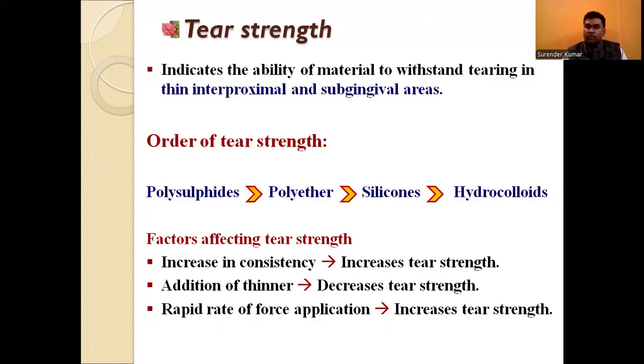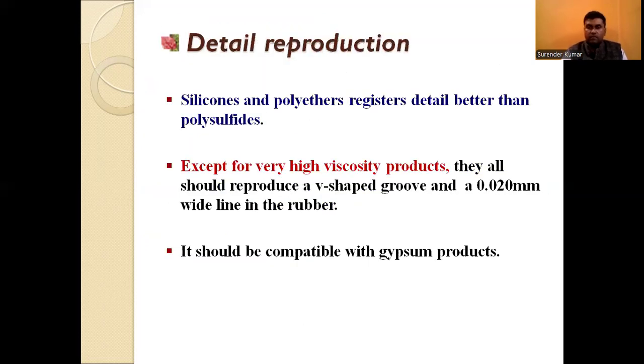Tear strength: the order of tear strength is polysulfide has the greatest tear strength, then polyether, silicone, and hydrocolloids have the least tear strength. The factors affecting tear strength: an increase in consistency means increased tear strength. Addition of a thinner will decrease the tear strength. A rapid rate of removal from the mouth increases the tear strength.